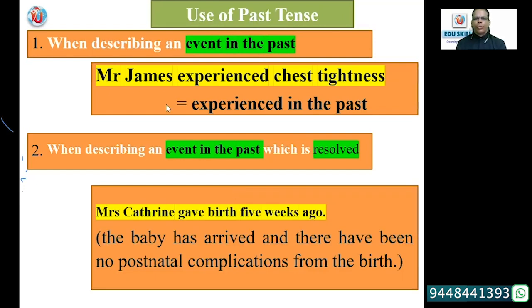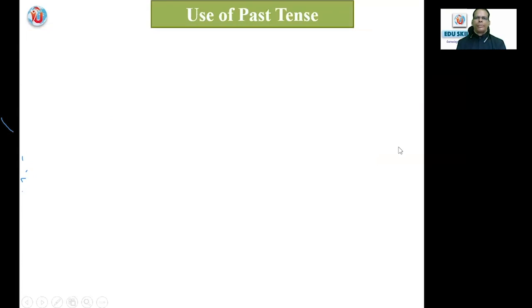Catherine gave birth 5 weeks ago. The baby has arrived and there have been no postnatal complications from the birth. Already the delivery is over, everything is done with. So Mrs. Catherine gave birth 5 weeks ago. It's something that has started in the past and completed in the past. That is past tense, simple past tense.